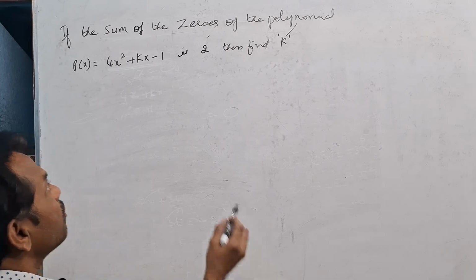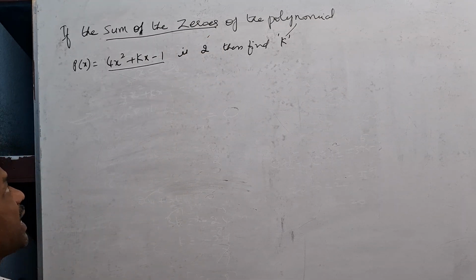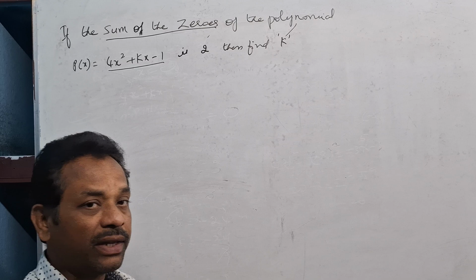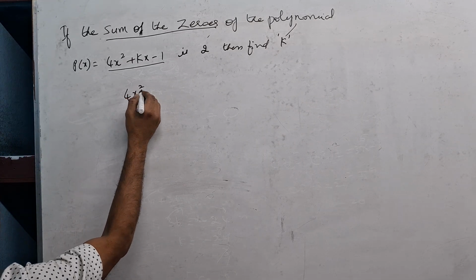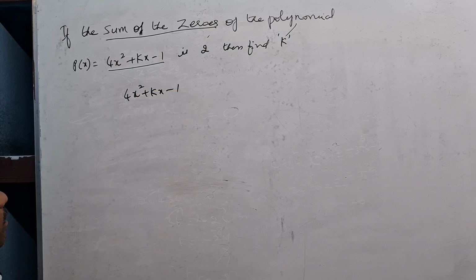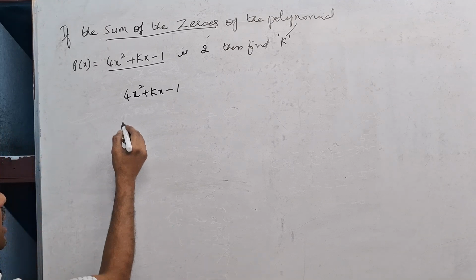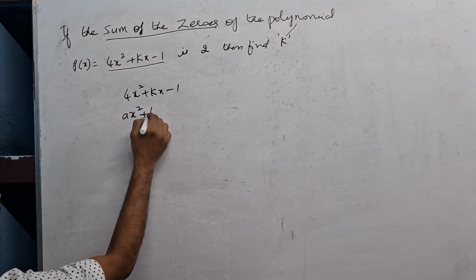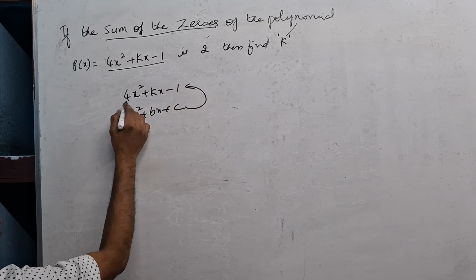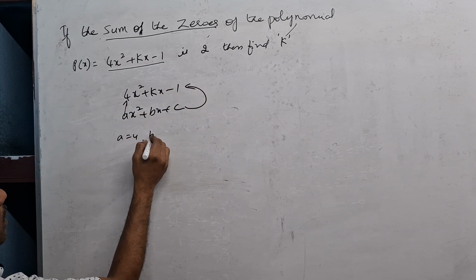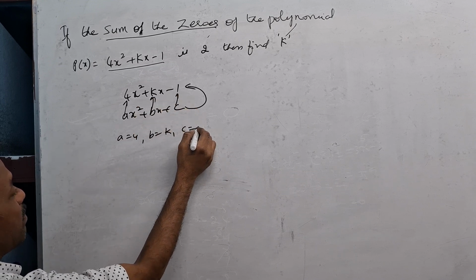In this question, we know the sum of the zeros of the polynomial 4x² + kx - 1, and we need to find the value of k. So our polynomial is 4x² + kx - 1. Let us compare this with the standard form of the polynomial, ax² + bx + c. So when I compare these two polynomials, the value of a will be 4, the value of b is k, and the c value is -1.